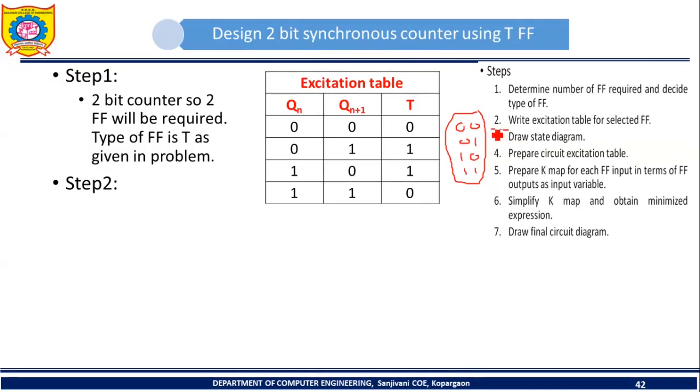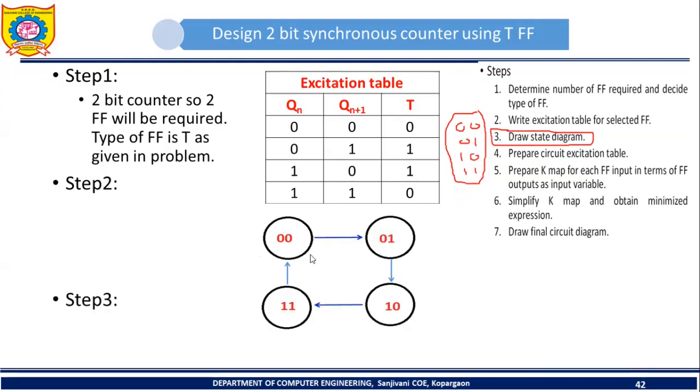So in step number 3, what do you have to do now? You have to draw the state diagram. So this state diagram should contain how many states? 4 states. So see, the state diagram for this 2-bit counter will be like this. So your counter will start from which state? 0 0. Okay, so this arrow indicates that after 0 0, what should be the next state of the counter?